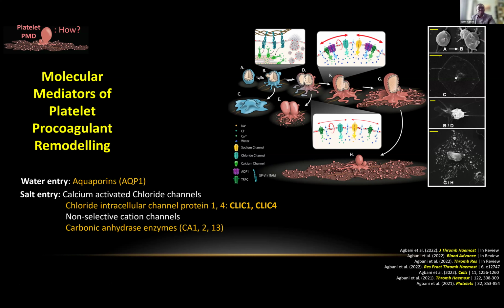Recently, in some of our patients, we've been able to establish that CLIP1 and CLIP4 might also be needed for procoagulant ballooning. Then we think that a non-selective cation channel will be playing a role, and that there is a role for carbonic anhydrase enzymes. More recently we've been able to demonstrate that facilitated glucose transporters GLUT1 and GLUT3 are also playing a role in the ballooning.